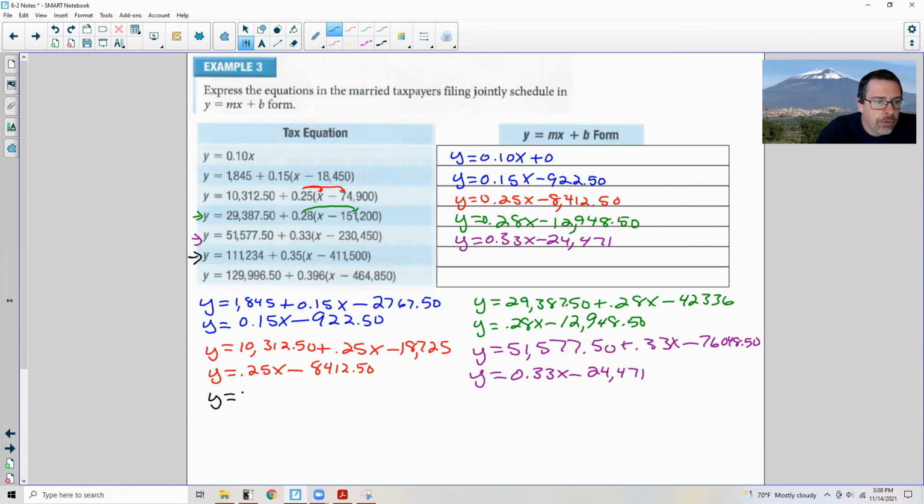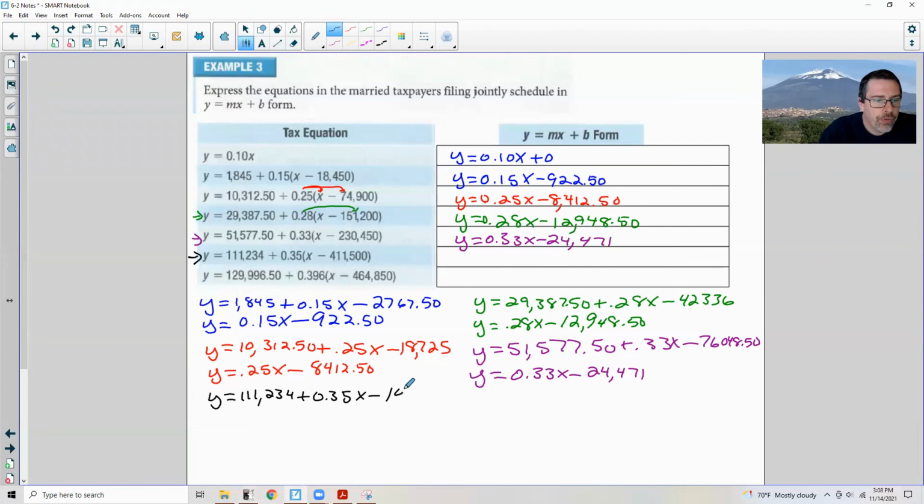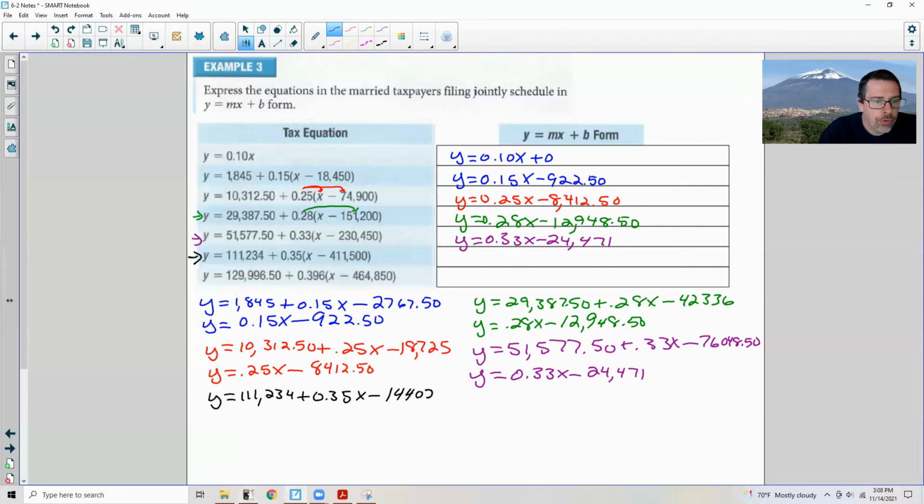Y equals 111,234 plus 0.35x minus 411.5 times 0.35 equals 144,025.